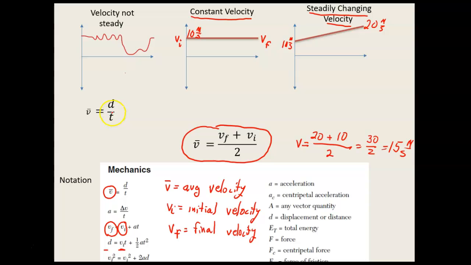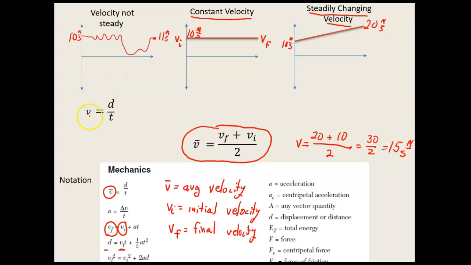It wouldn't make particular sense to talk about, well, my initial velocity in this situation was, I don't know, let's just say 10 or something over here, 10 meters per second. And my final velocity over here was, I don't know, 11 meters per second. In this situation, you can't use this formula to calculate average velocity because your velocity is not steady. It was changing all over the place.